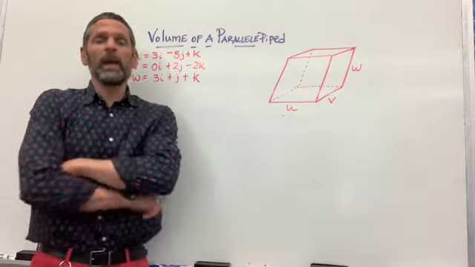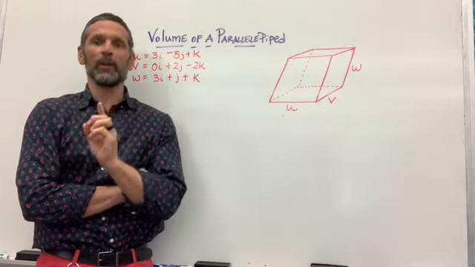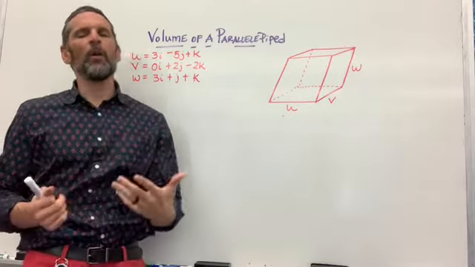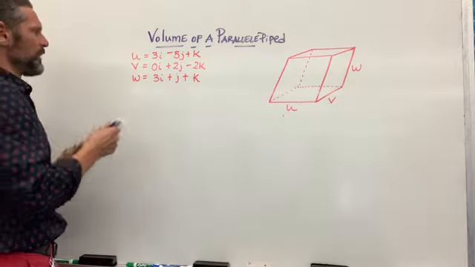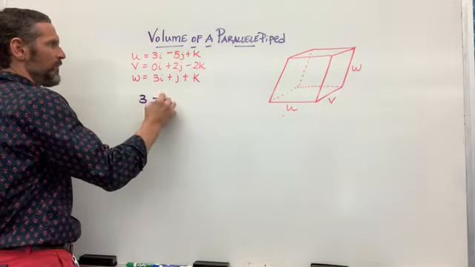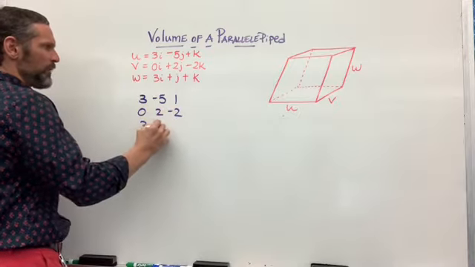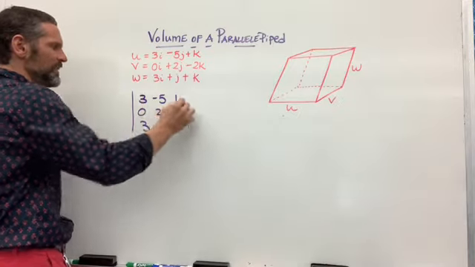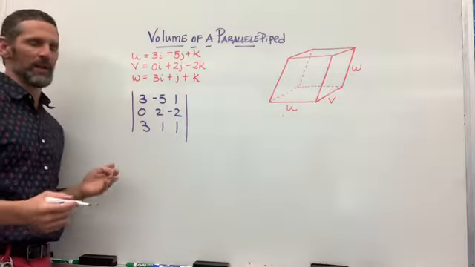A second way to find the volume of a parallelepiped is to use the determinant of a 3 by 3 matrix. Our order, again, doesn't matter. I happen to write U, V, W. So I can write a 3 by 3 matrix as 3, negative 5, 1, 0, 2, negative 2, 3, 1, 1. Now, it just doesn't matter that I went U, V, W. There's no magic to that.